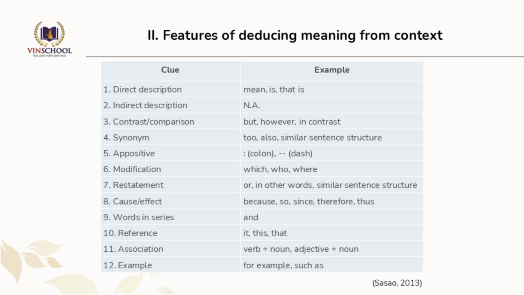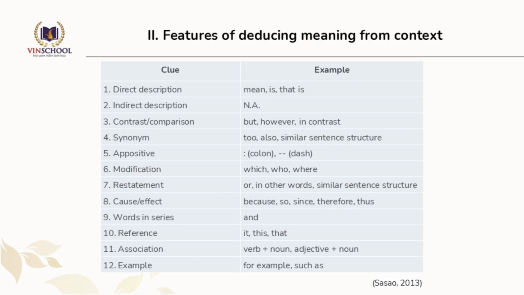Direct description includes mean, is, or that is. The next one is indirect description. For contrast or comparison, students can look for words like but, however, or in contrast. Synonym clues are words such as too, also, or a similar sentence structure. Apposition: punctuation marks like a colon or dash signal an appositive. Modification is words like which, who, or where. Restatement clues are phrases like or, in other words, often with a similar sentence structure.